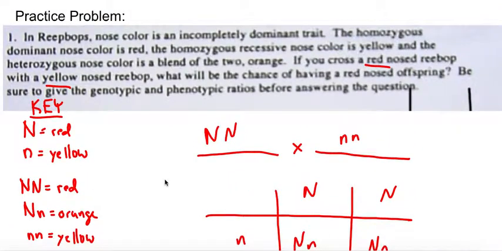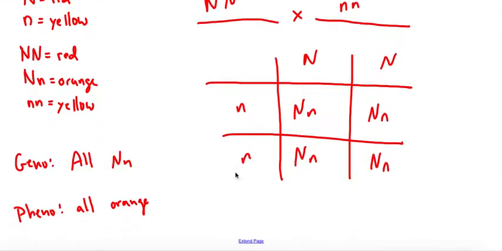The question was, what will be the chance of having a red-nosed offspring? And the answer is 0% chance of a red-nosed offspring.